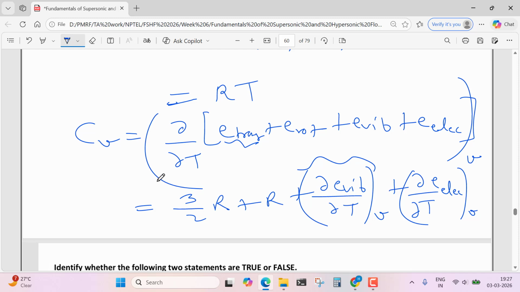And for electronic energy, there is no closed form expression available for the electronic partition function Q. So the partition function is generally written as the sum of g i e to the power minus epsilon i upon kT, and in this one the spectroscopic data are directly inserted in the terms to find the electronic contribution.